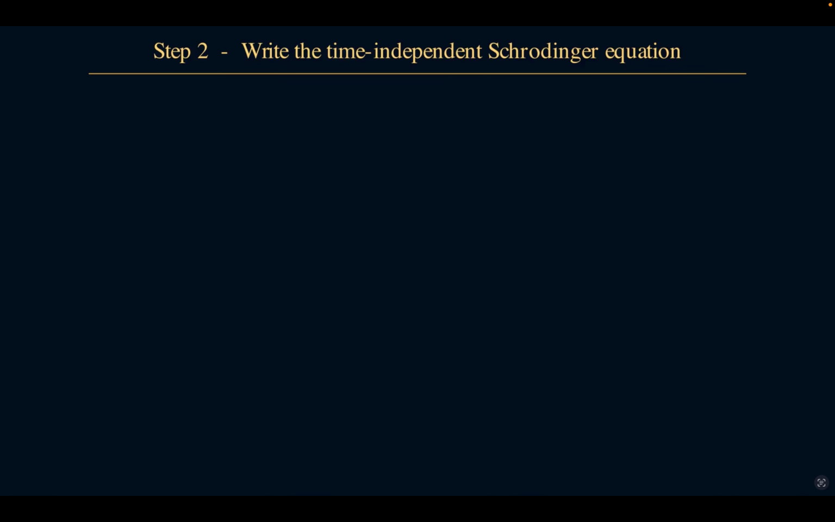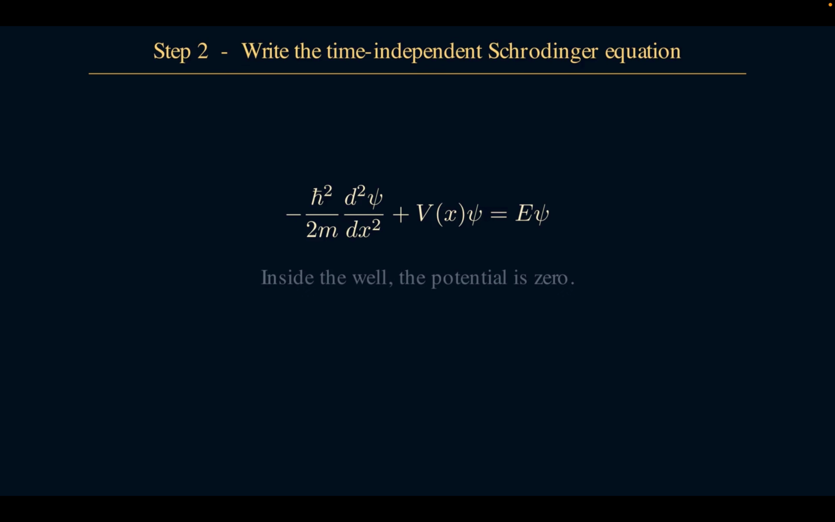So we write the time-independent Schrödinger's equation for the infinite square well, which is the following: negative h bar squared over 2m d squared psi over dx squared plus V of x psi, which is equal to E psi, where psi is the wave function, h bar is the reduced Planck's constant, which is also called Dirac's constant, which is the Planck's constant over 2 pi, so h over 2 pi, and m is the mass of the particle that we are worried about.